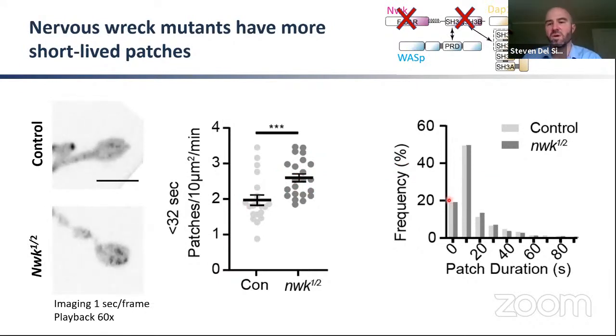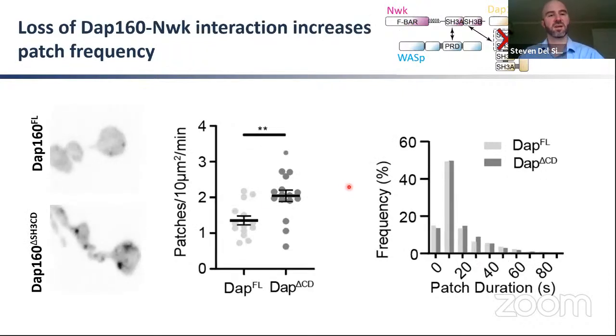When we measure the distribution of how long these patches last, we actually don't see any change in their duration. So it's really just a pure increase in the number of assembly events that are occurring. And we see the same phenotype in a DAP160 null mutant. And we also see, perhaps more convincingly, the same mutant phenotype when we simply remove the interaction domain between DAP160 and Nervous Wreck.